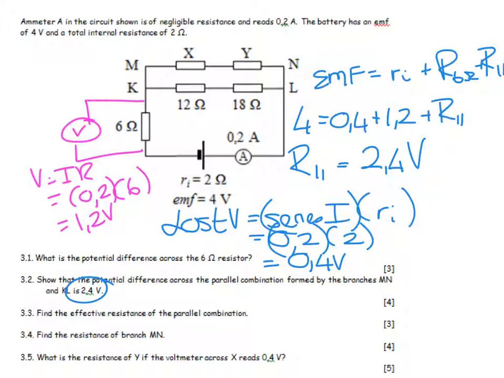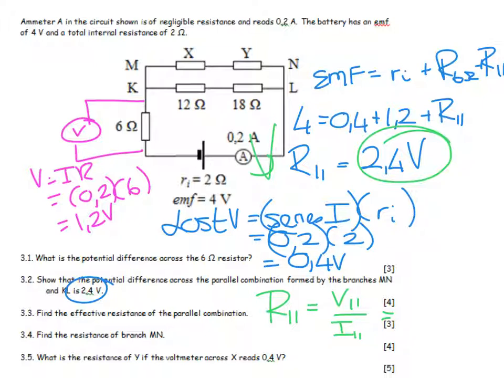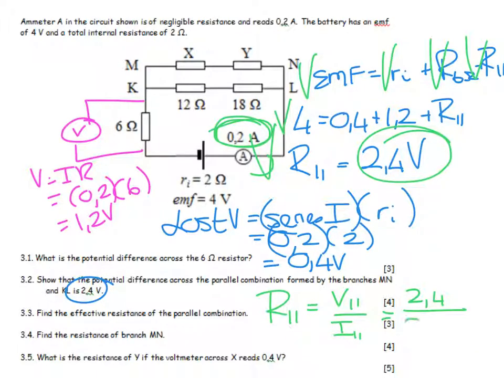Now it says find the effective resistance of the parallel combination. R parallel is equal to V over the parallel branch divided by current over the parallel branch. Sorry, so the voltage is 2,4 across the parallel network. And remember, this entire current of 0,2 goes into the parallel network. Even though it splits, it's all there, and that means that I land up with 12 ohms.